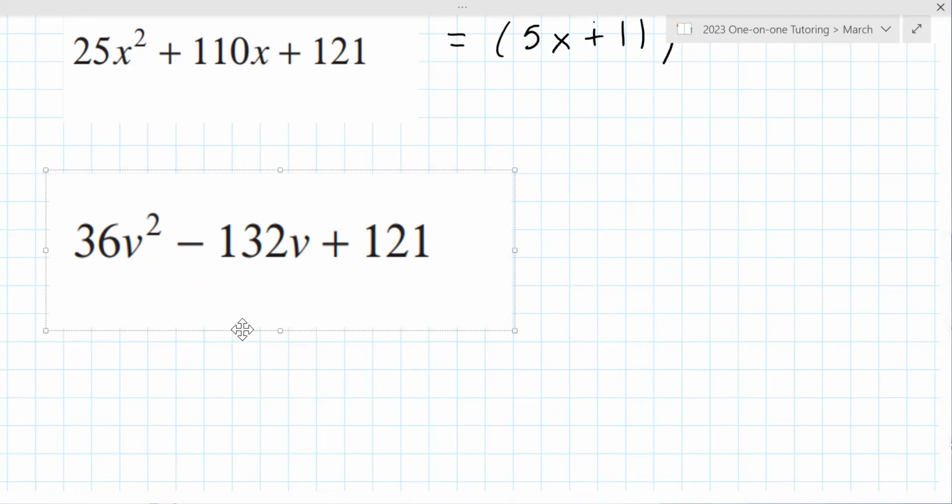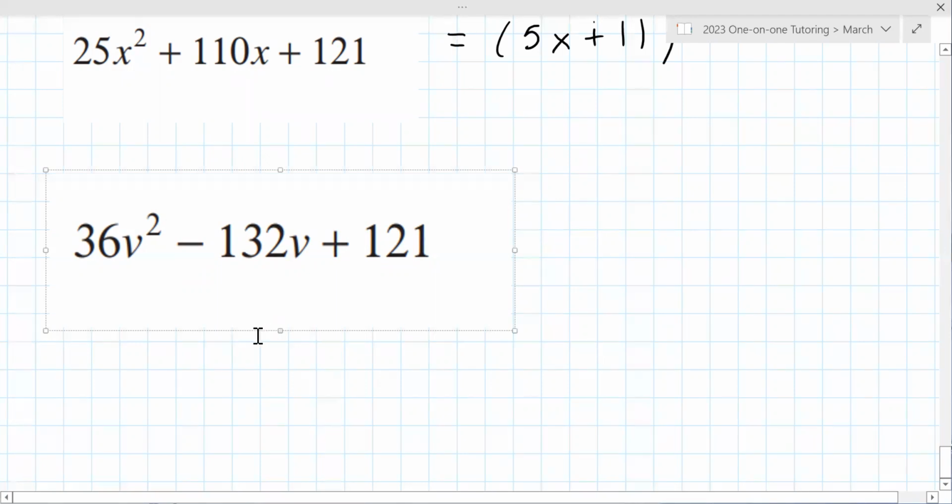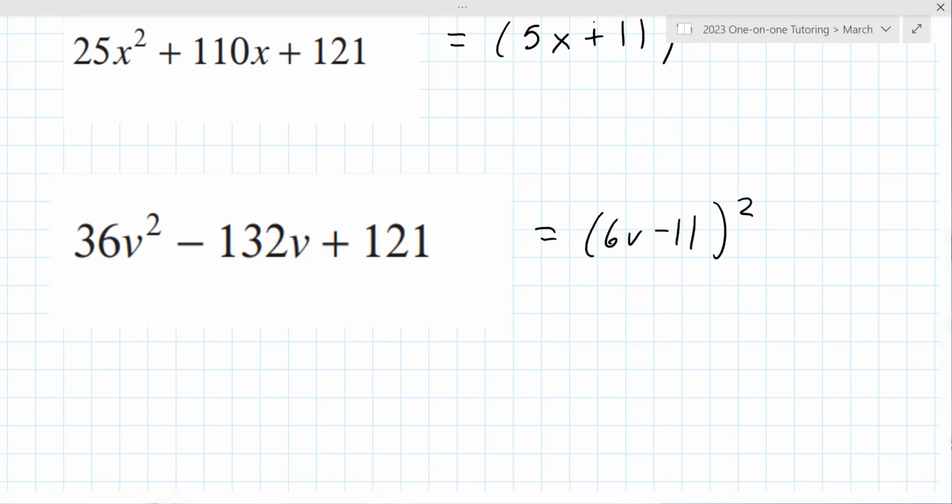This would be 6 squared. It would be 6v minus 11 squared. Very good. Excellent.